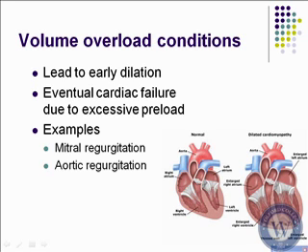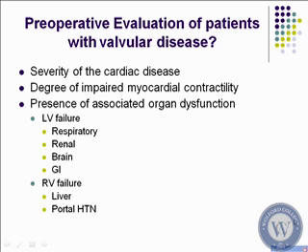MR. MR can be persistent for about 20 to 30 years. AI, on the other hand, will last maybe 5 to 10 years, depending on how bad the person's hypertension may be at the time. The preoperative evaluation of these people is that you've got to know what you're dealing with. You have to know the severity of the disease, how bad the valve function is.